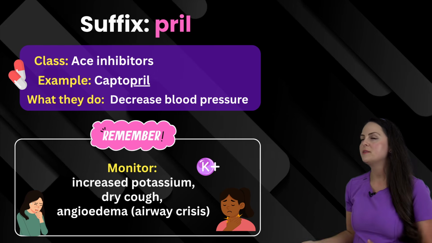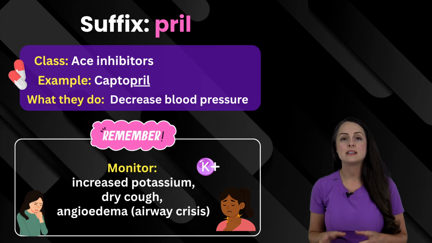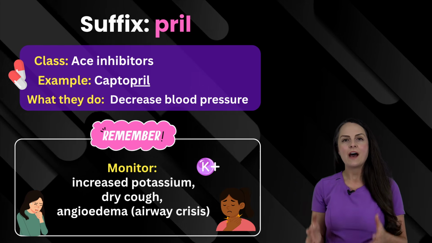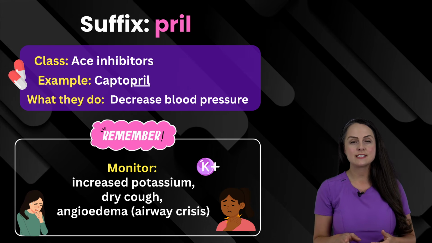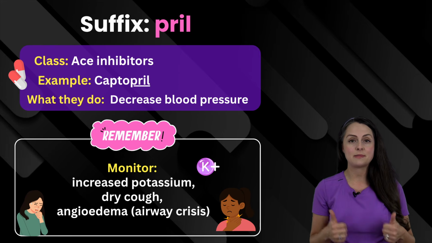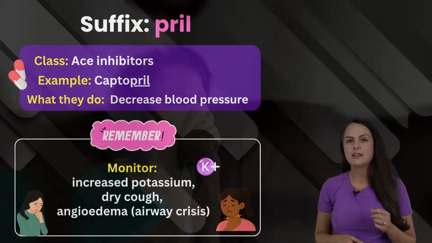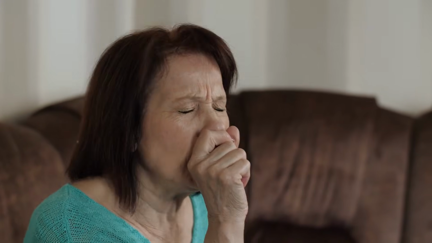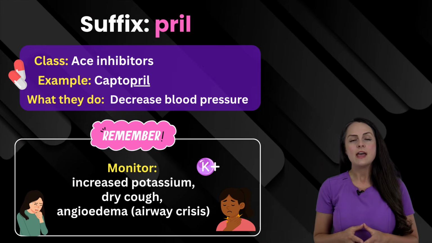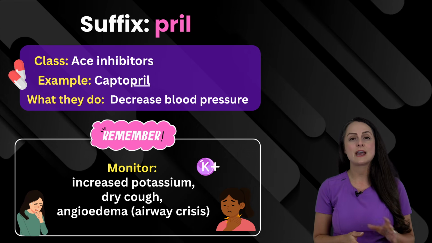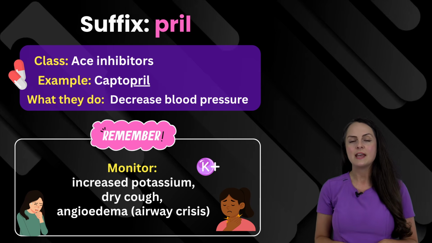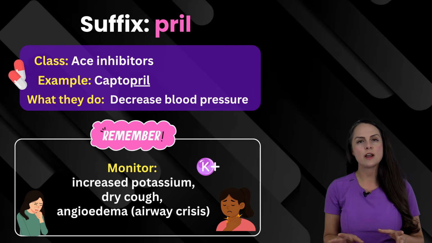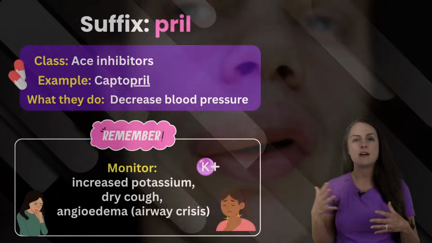Then we have -pril. This suffix is going to be associated with ACE inhibitors, for instance, like captopril. How they're going to work, their goal is to decrease the blood pressure. But some things you want to monitor for is that this class of medications can increase that potassium level, leading to hyperkalemia. They can also, in some patients, cause this dry, annoying, hacking cough. This is typically harmless, but some patients can't tolerate it, and if that's the case, they can usually be switched to another class of medication known as the ARBs. Then another condition that can happen, it's rare, but it's serious if it does, is known as angioedema. This is where you get swelling in the face and the airway.